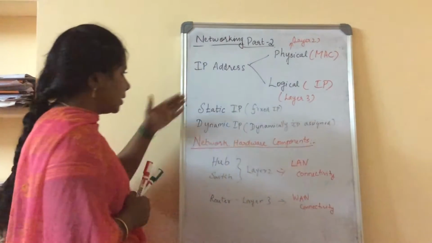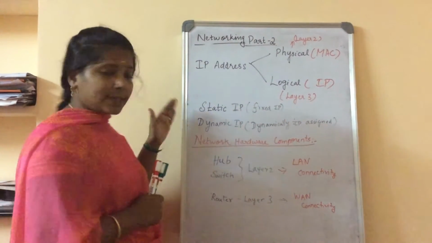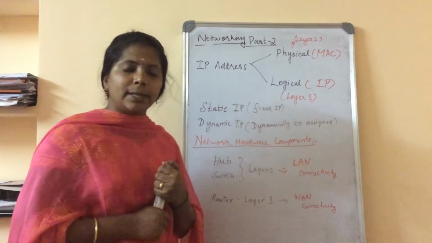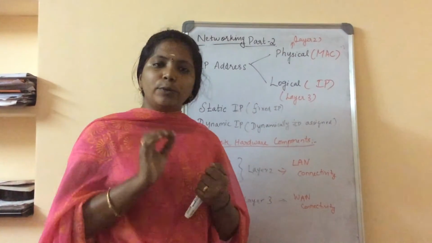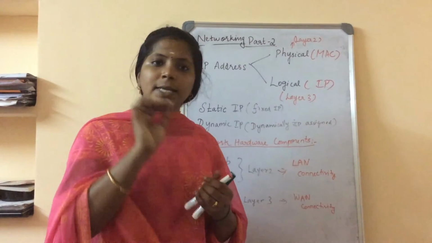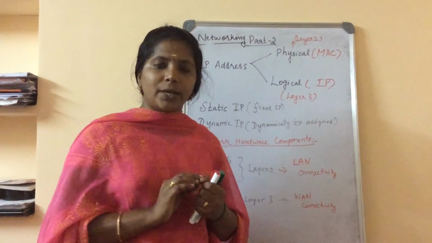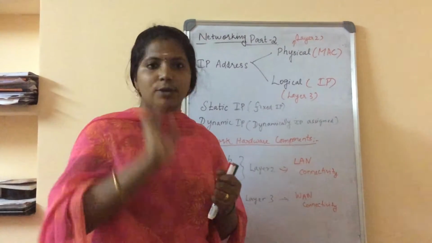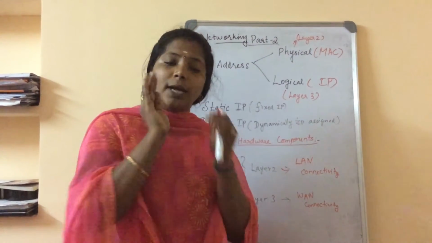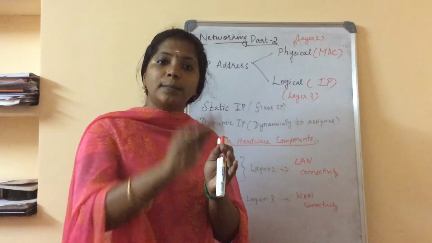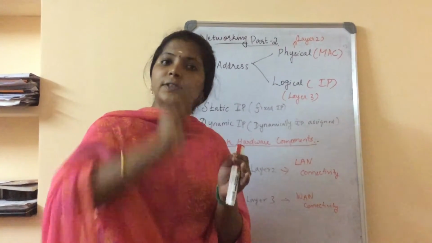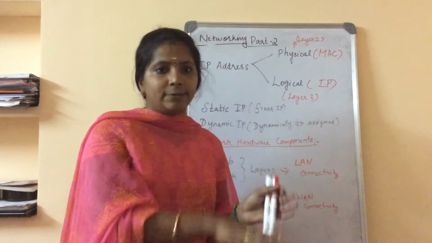Okay. Now, we'll see what is static IP and what is dynamic IP. Static IP is nothing but a fixed IP. If you are assigning an IP address to your laptop, okay, in IPv4 properties, you click on IPv4 properties and you are assigning an IP address. That particular IP address is assigned by you. So that is the static address, the fixed address for that particular device.